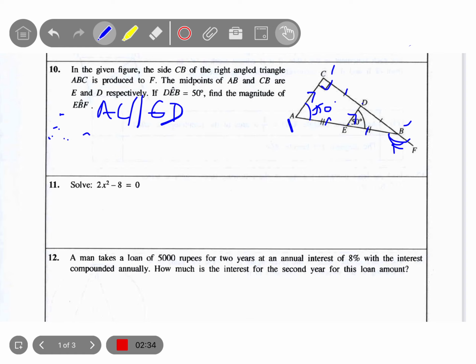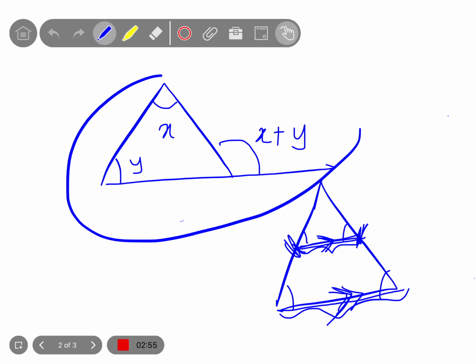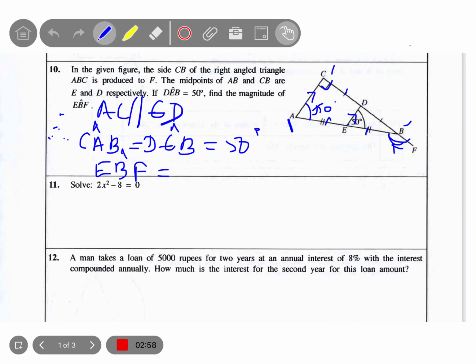Therefore, CAB angle is equal to DEB angle, which is 50. So then we know the exterior angle EBF is equal to the sum of the two interior angles, this theorem. So we can apply it here. We already know this angle, which is 90 degrees, and then we have this angle now 50 degrees, so we have to add those two, 50 and 90 becomes 140. It's pretty simple. Then next question, solve 2x square minus 8 equals 0.